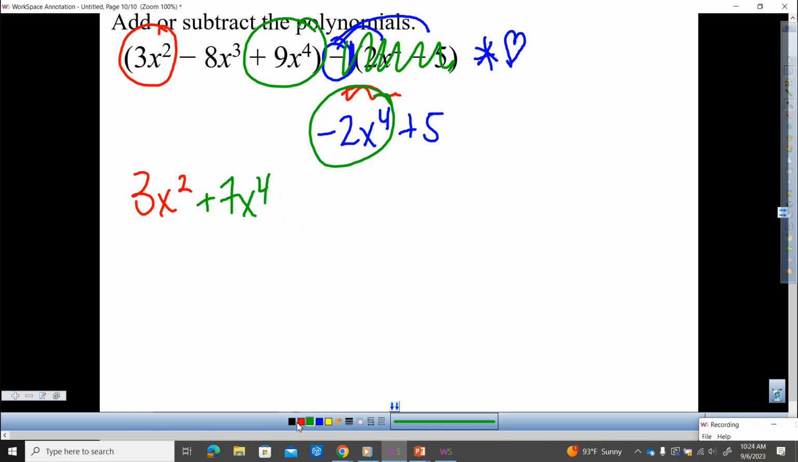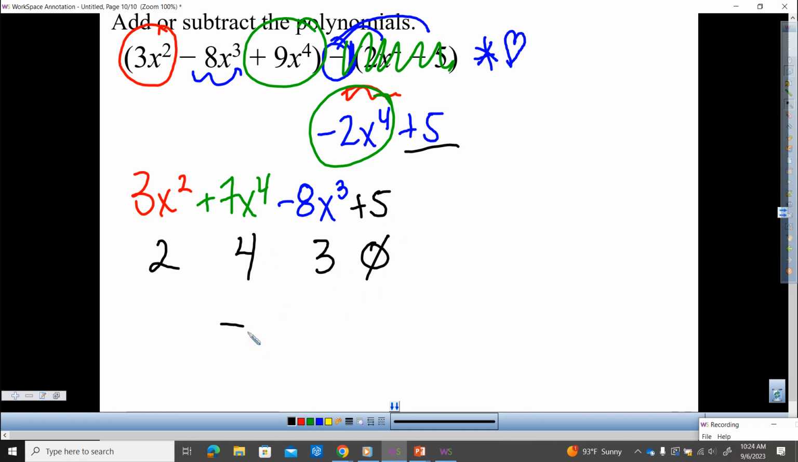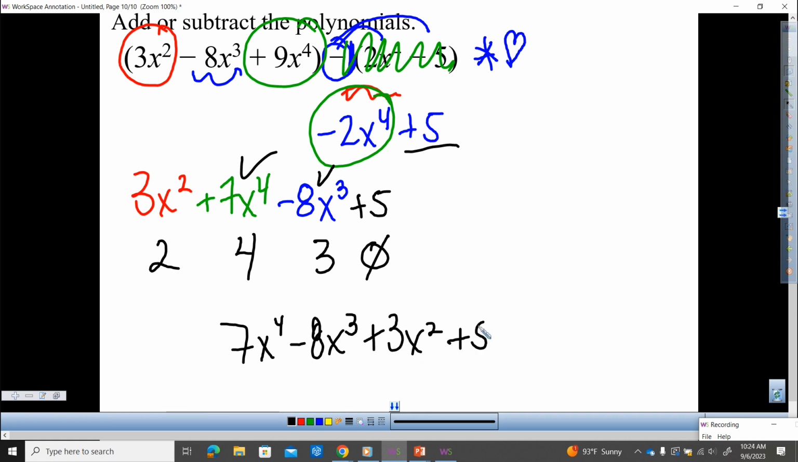Negative 8x to the third. Bring this one down. And lastly, Mr. Q, just bring the constant, plus 5. Are we done? No. Degree of the first term, 2. Degree of this one, 4. Degree of that one, 3. Degree of that one, 0. Let's write it in order. 7x to the fourth. From there, negative 8x cubed. From there, positive 3x squared. And at the end, plus 5.